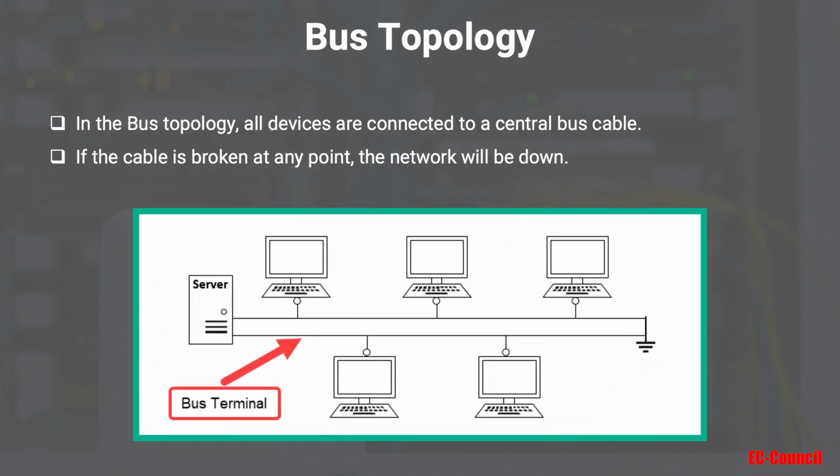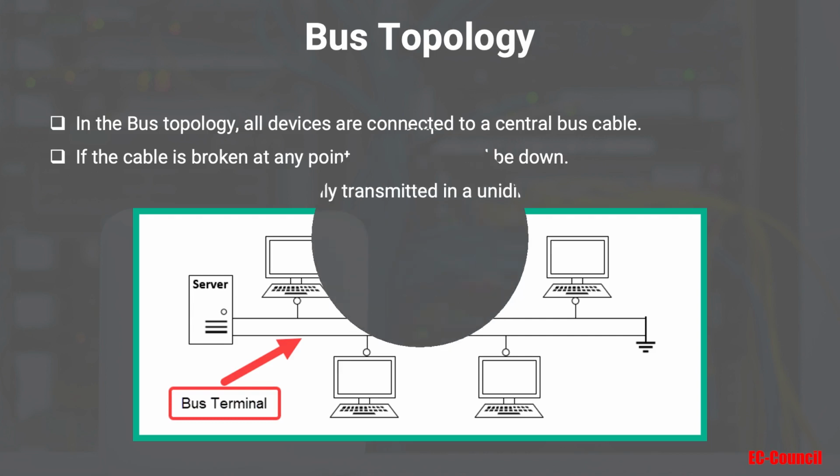Another topology is called a bus topology. This topology is where all devices are connected to a centralized or a central bus cable. If the cable is broken at any point between the server or the ground, the entire network will be down. And because of this, bus topologies are no longer being used.